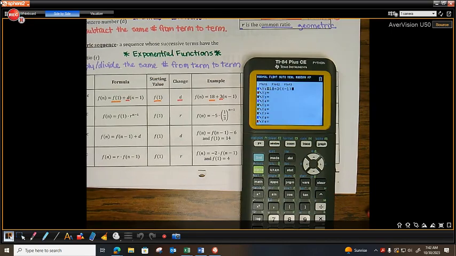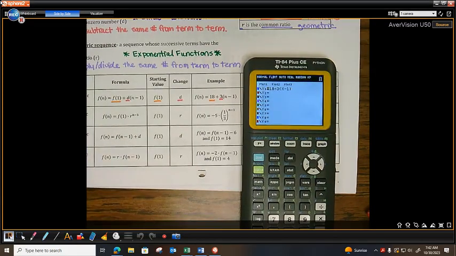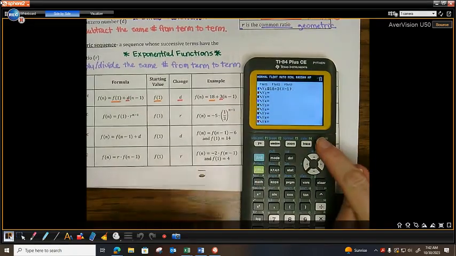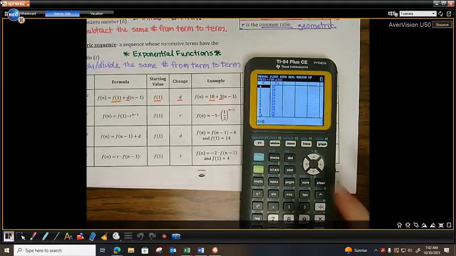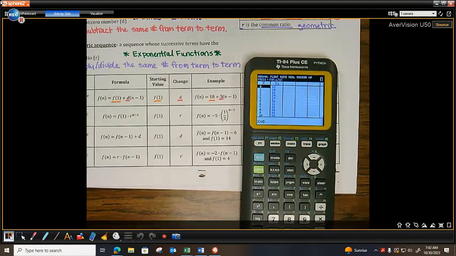So y equals, and I'm going to type in 18 plus 3 parentheses x minus 1. Well, I'm wanting a list of values because that's what a sequence is. A sequence is a list of numbers. So what's going to pull up my list of numbers? Second graph, your table. Okay, so let's look here. I have 2 columns, though. How do I know which one represents my numbers in my sequence?